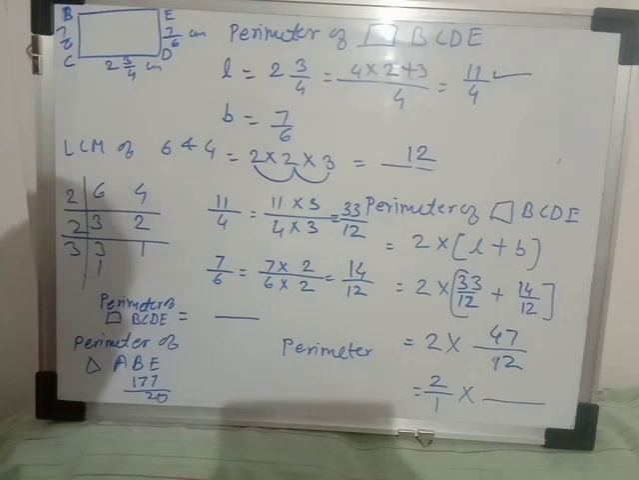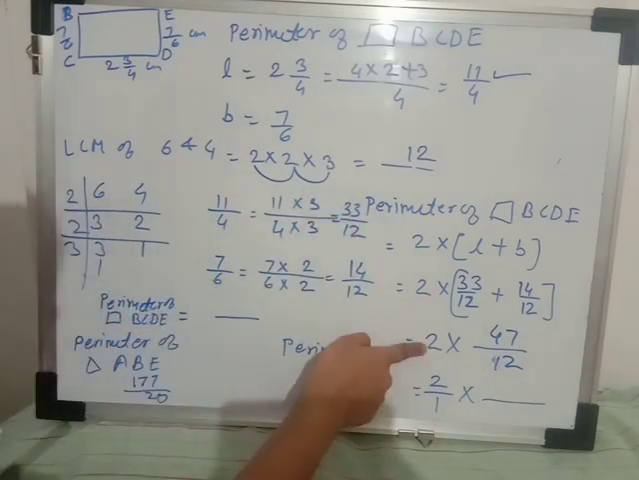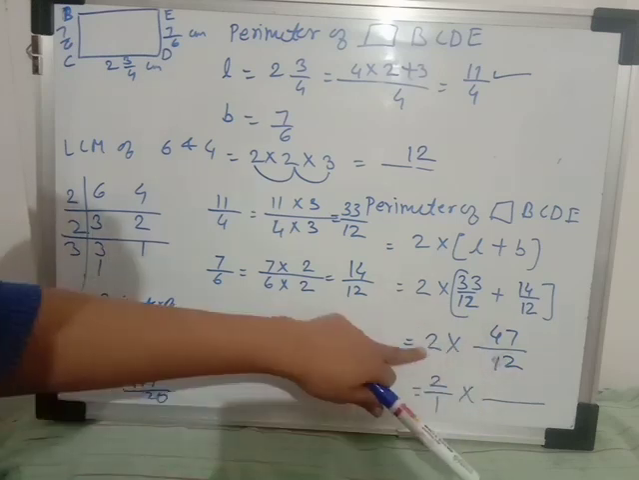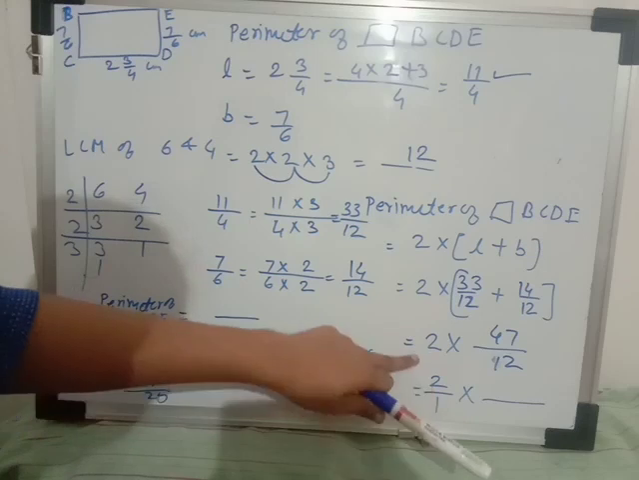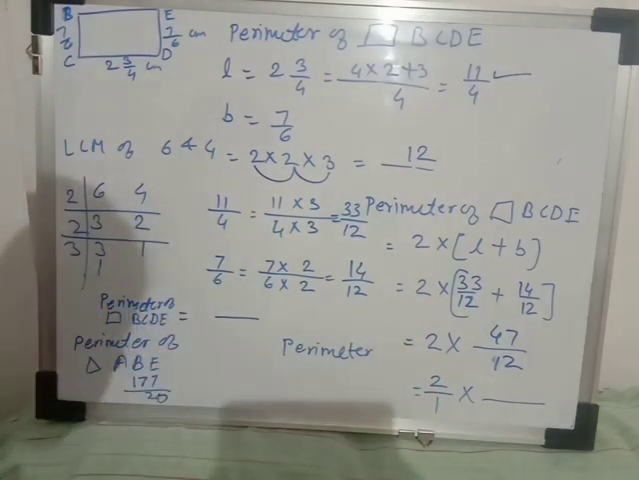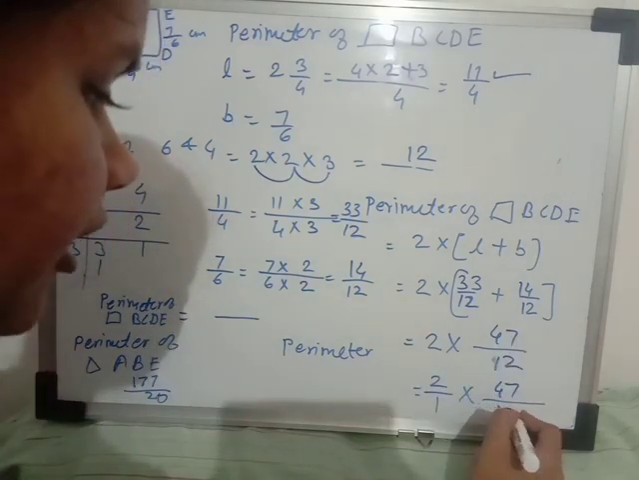Now what is the next step we have to do? We have learned in the previous question. Now the whole number is there, 2 multiplied by 47 upon 12. To do the multiplication, you have to write the whole number in the form of a fraction. So here we got 47 divided by 12.